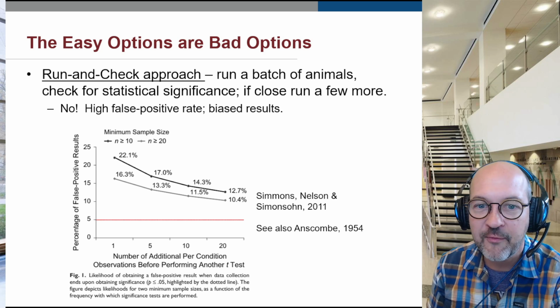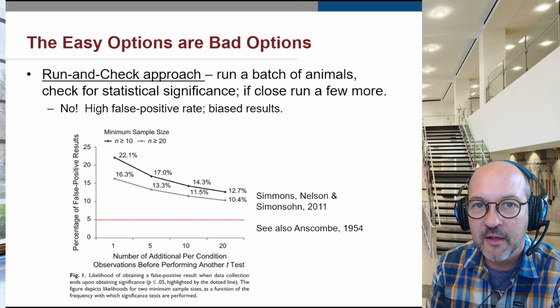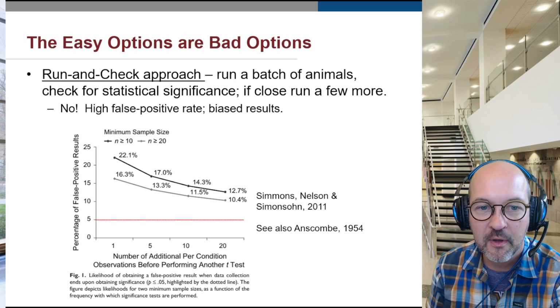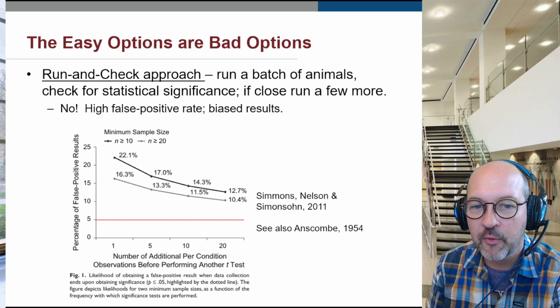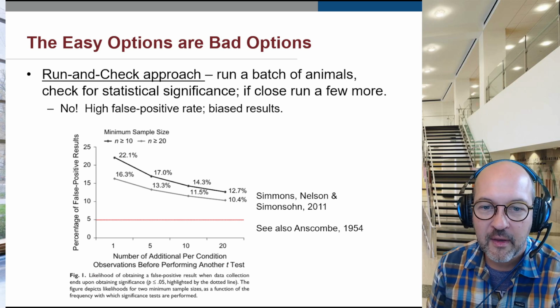All the way back in the 1950s, Anscombe warned scientists about the dangers of this approach, calling it sampling to a foregone conclusion. When you run and check, you're leveraging sampling error. You're giving yourself repeated opportunities to capitalize on chance. It's like shaking the magic 8-ball until you get the answer you wanted. This produces biased research results, and it inflates the false positive rate. So please, don't use run and check.